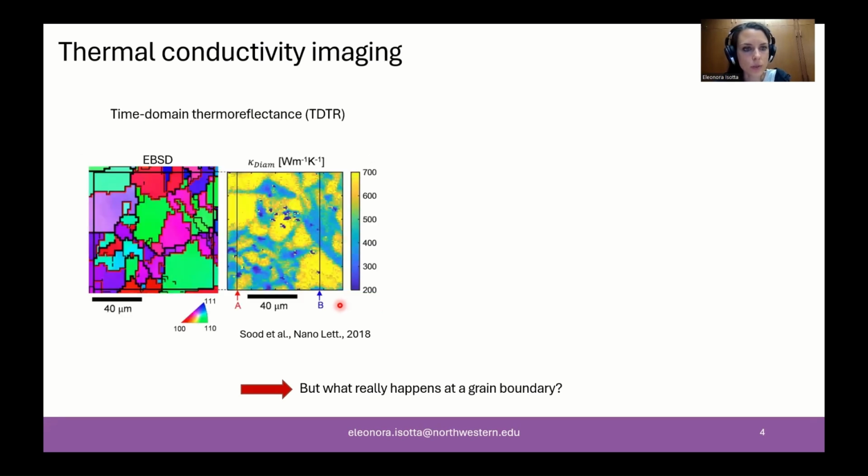For example, fairly recently, this group used a technique called time domain thermoreflectance, or TDTR, to perform a thermal conductivity image of a sample of polycrystalline diamond. What they saw was fairly interesting, and they saw that a sample is far from being homogeneous. In fact, they did see some local suppression in thermal conductivity in regions with a high density of grain boundaries as opposed to the center of large grains.